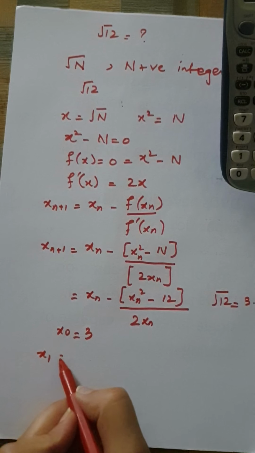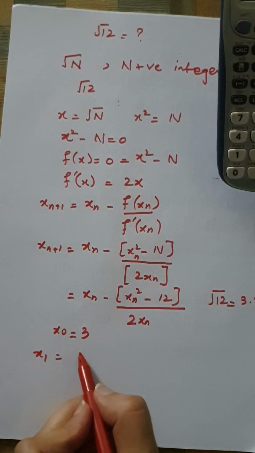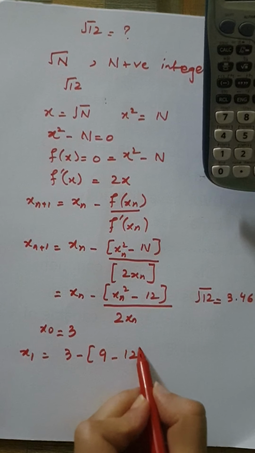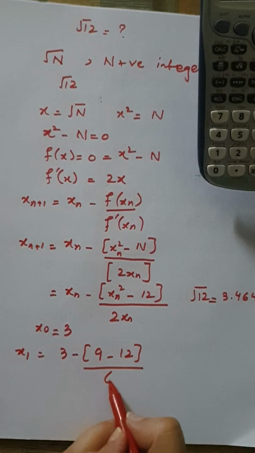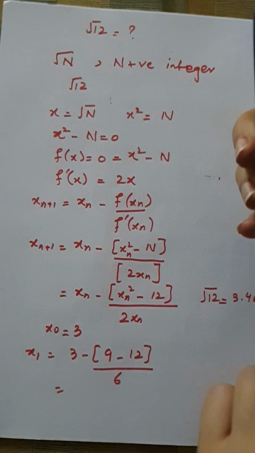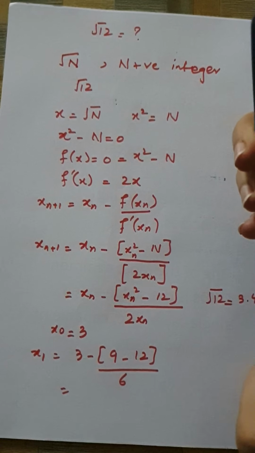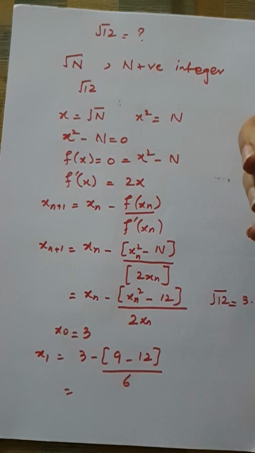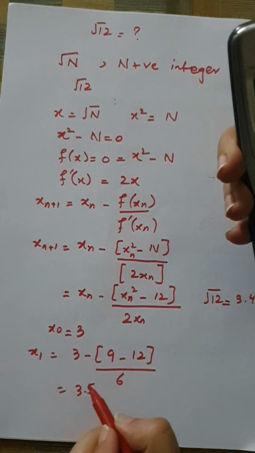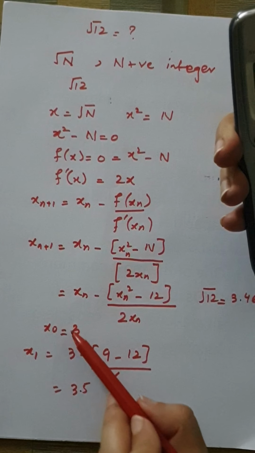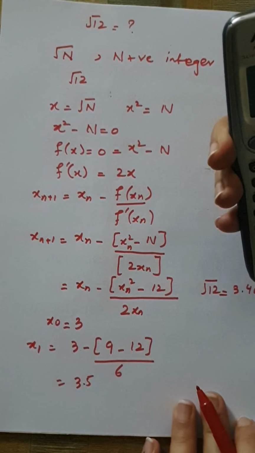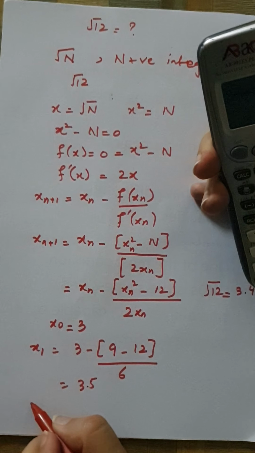So x1 will be equal to 3 minus 3 whole square, which is 9, minus 12, divided by 6. So let's simplify this expression. 9 minus 12 divided by 6, 3 minus this. This comes out to be 3.5. So see, we started only with 3 and we have moved very close to the actual solution of the equation.